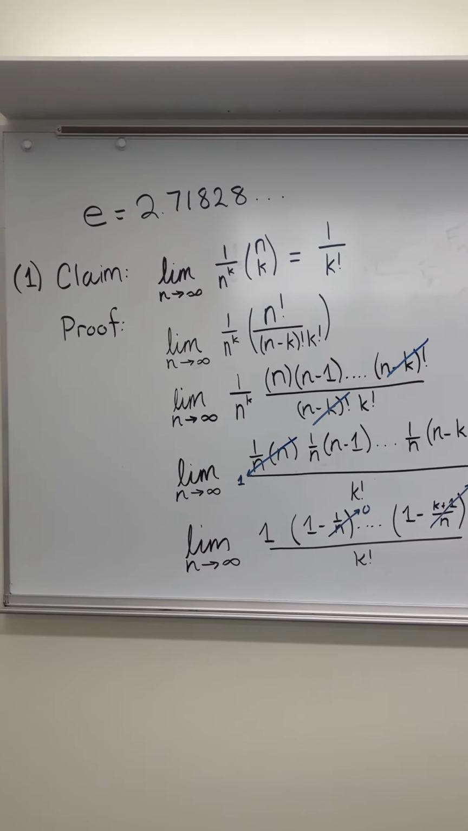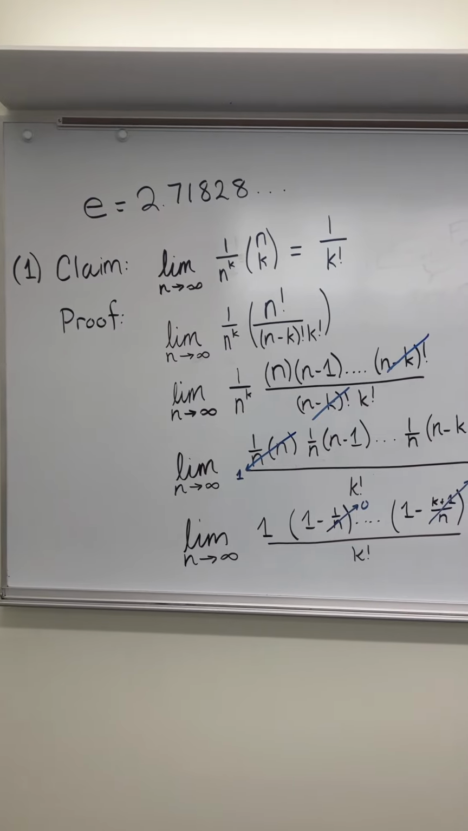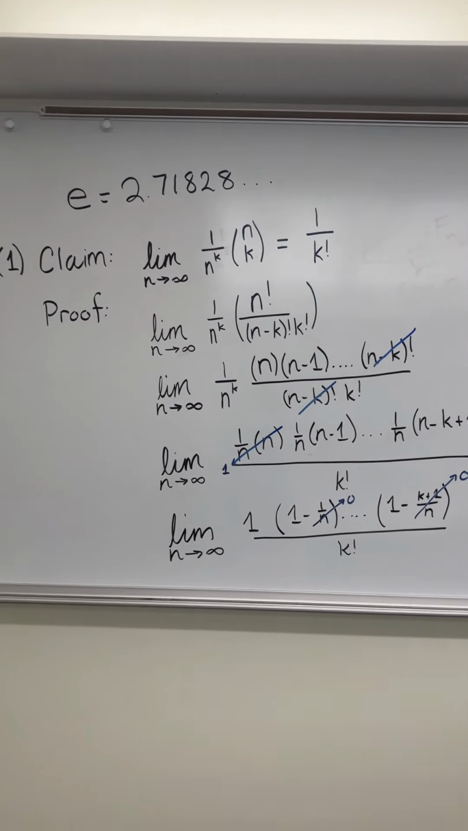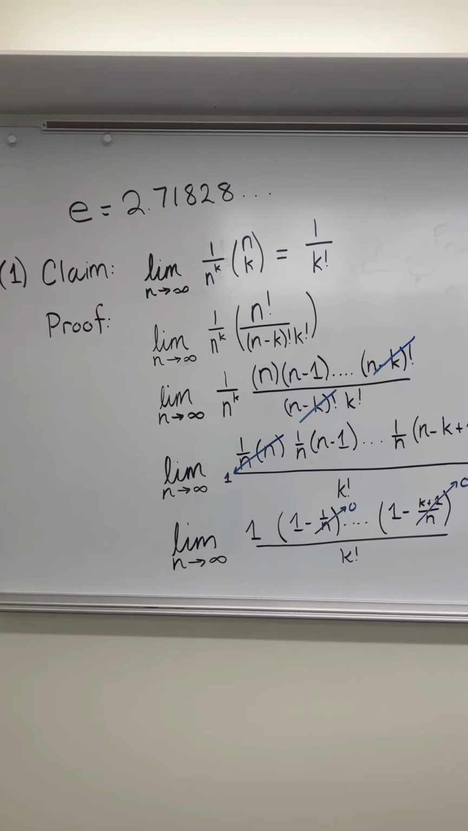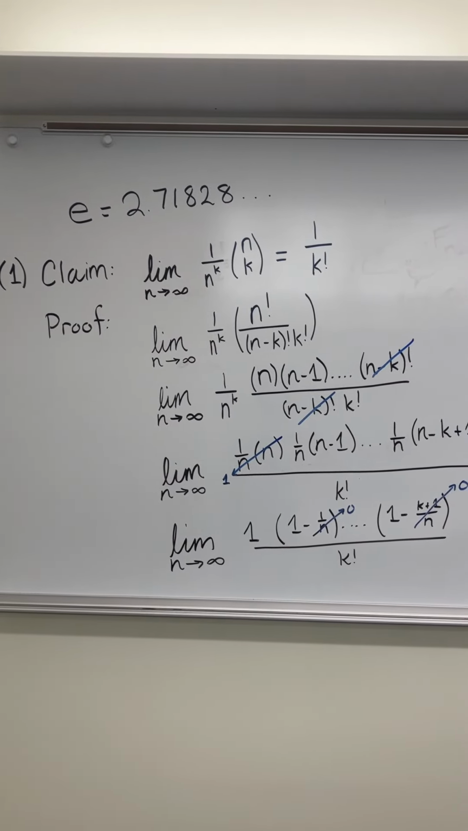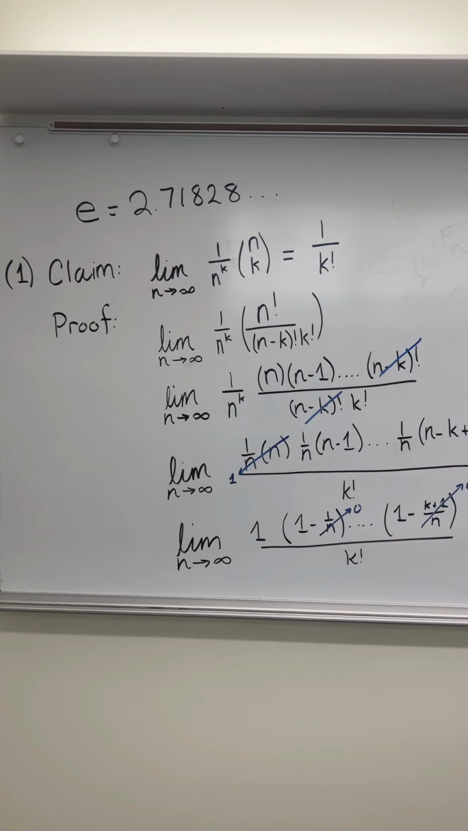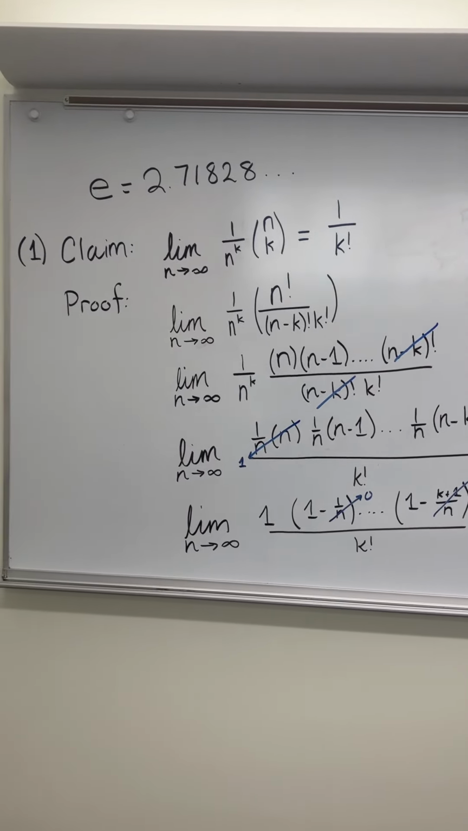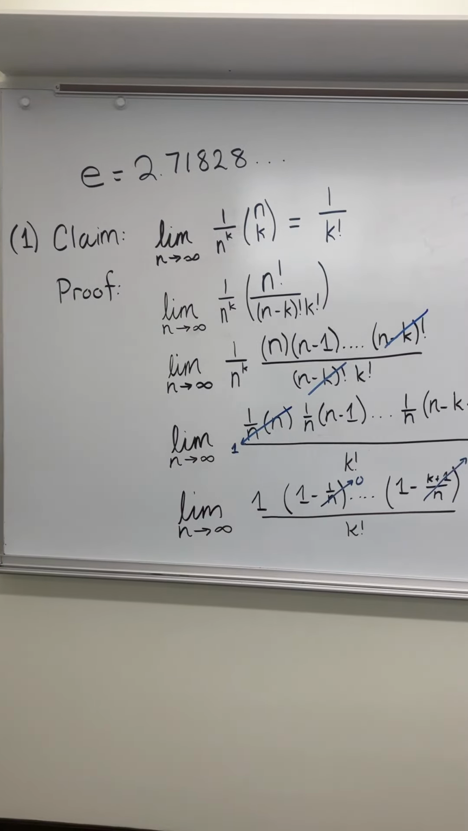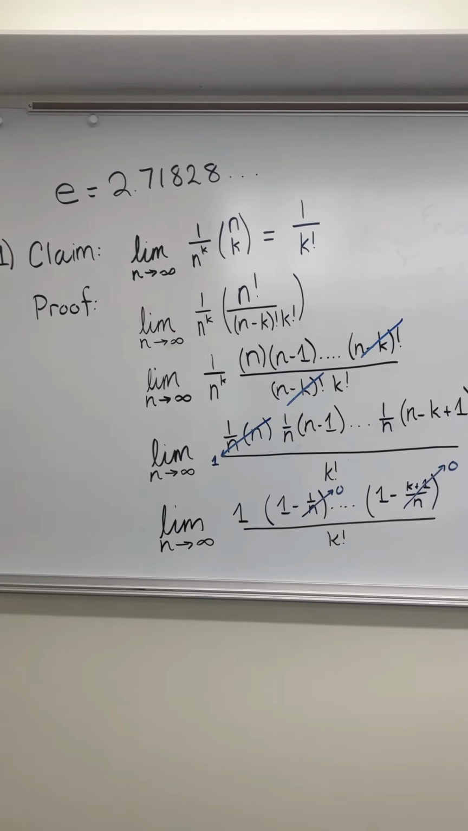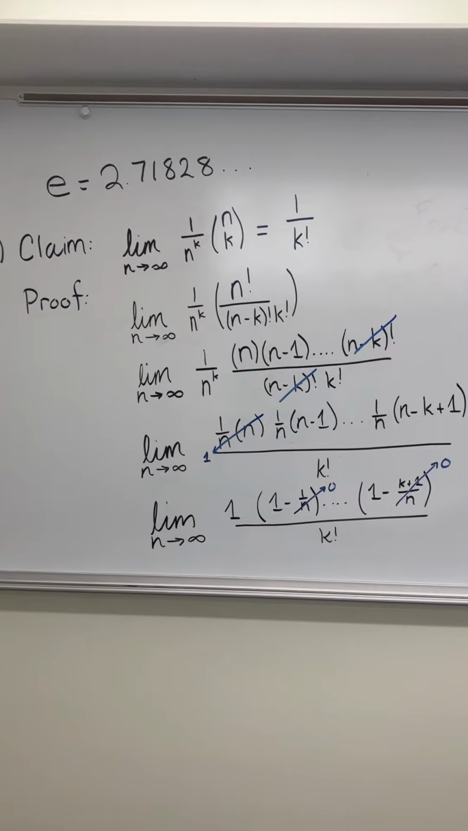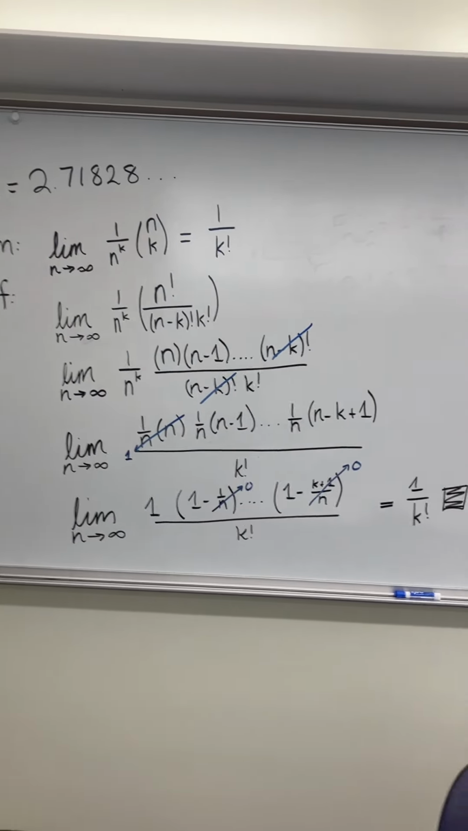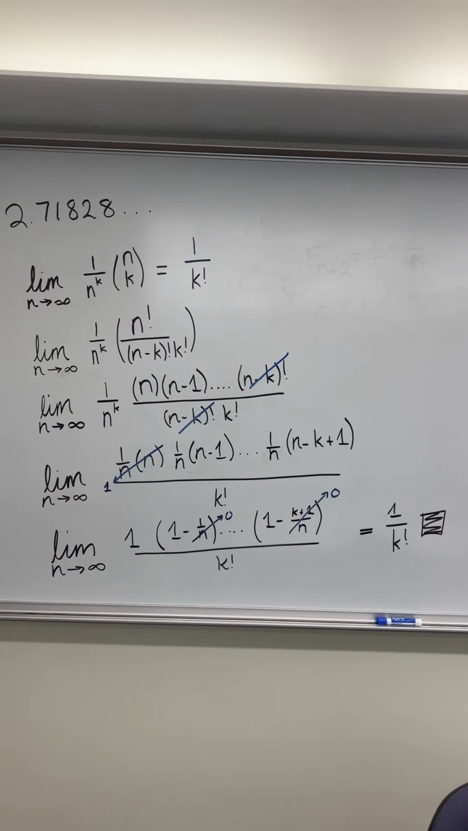I know that there are k terms on the top of the fraction, so I'm going to assign each of those k terms in the top of my fraction a 1 over n. This first one is going to cancel to 1, and everywhere else I'm going to distribute. So I have a 1 minus 1 over n, 1 minus something over n, all the way up to k plus 1 over n. Then when I take the limit, all of these something over n's are going to go to 0, and I'm left with 1 over k factorial.